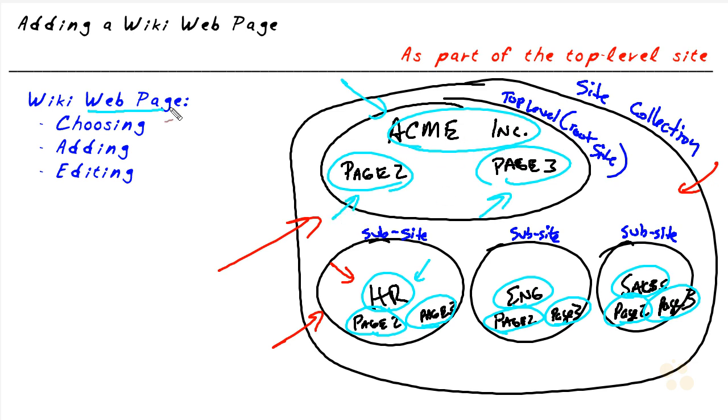Now, in deciding on creating a web page for one of our sites inside of SharePoint, we have several options. And one of our options is called a Wiki web page. And a Wiki web page is designed to be a really simple and easy way to get a new page added in a SharePoint site. And part of the reason that it's so darn easy is that working with a Wiki page is a lot like working with a Microsoft Word document.